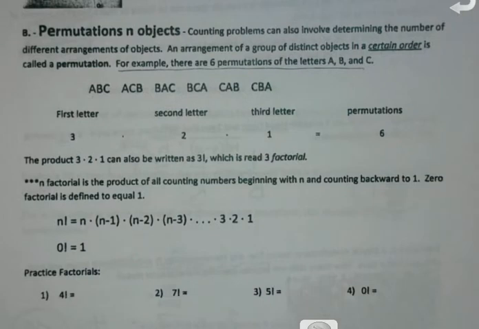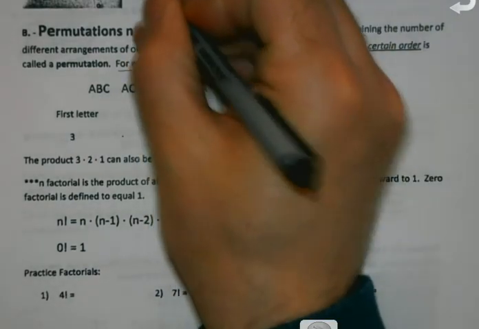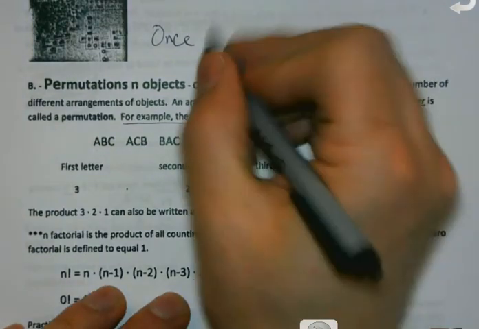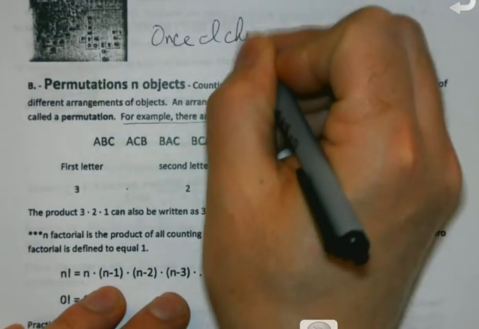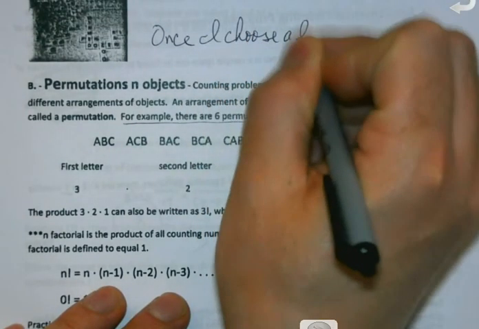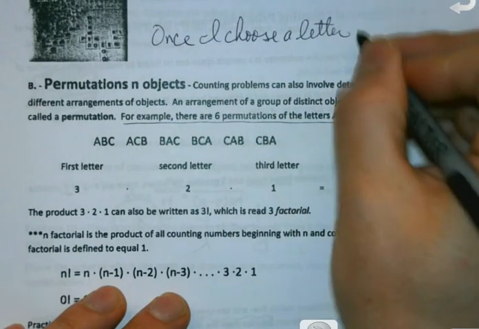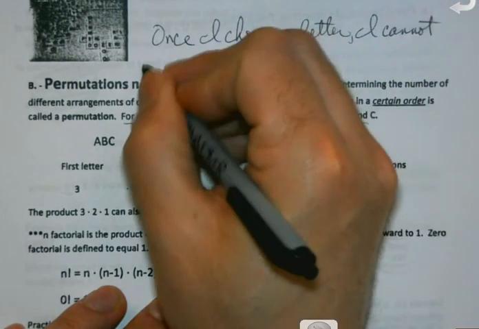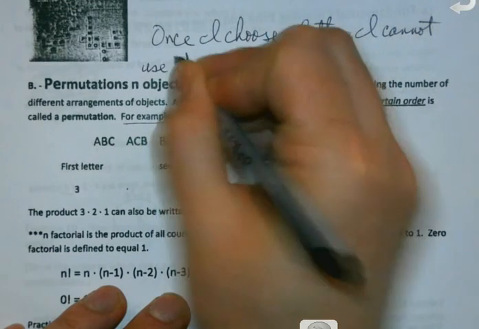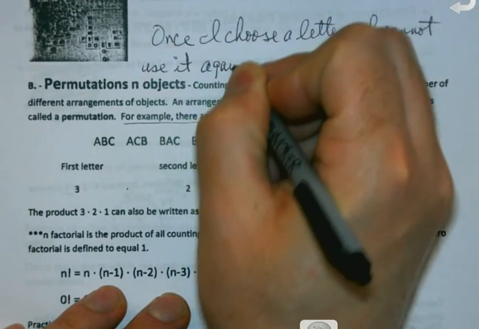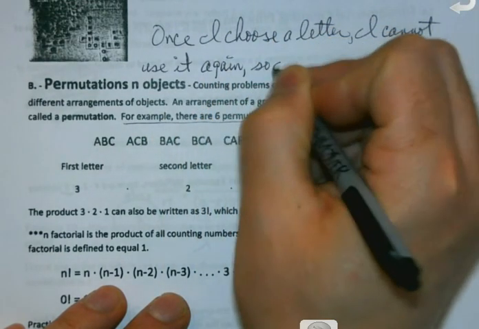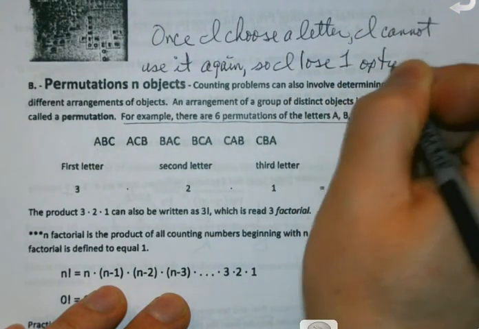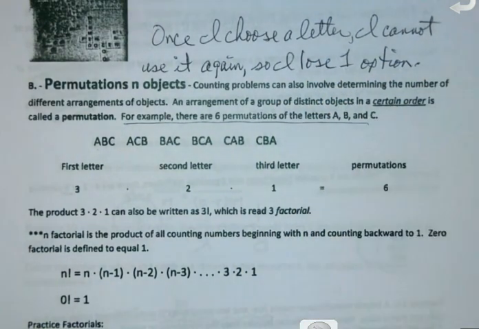But what you're asking yourself is, and I'll try to simplify it on the screen here, for instance in this case, once I choose a letter, I cannot use it again, so I lose one option. That's kind of how any permutation would work.